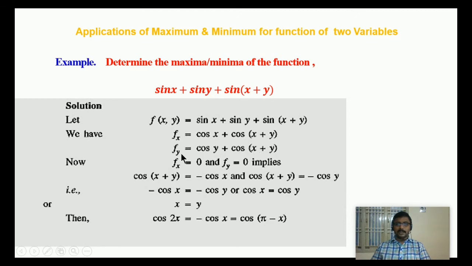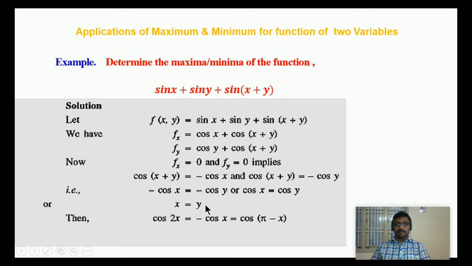f_y, differentiating f partially with respect to y, keeping x as constant. Sin x derivative 0, sin y derivative cos y, sin of x plus y derivative cos of x plus y. These are the partial derivatives of f with respect to x and with respect to y. Now for maxima or minima, f_x and f_y are equated to 0. And solving, we will get cos of x plus y is negative cos x, cos of x plus y is negative cos y. Now equating these two equations, we will have negative cos x is negative cos y. Clearly the negatives get cancelled, cos x is cos y, applying cos inverse on both sides, so we will have x is y.